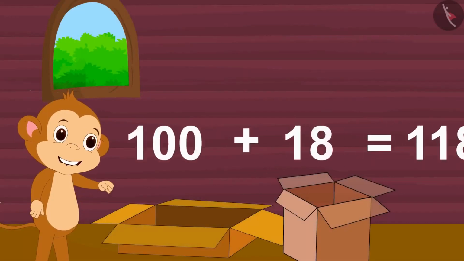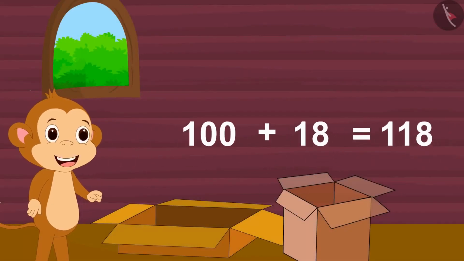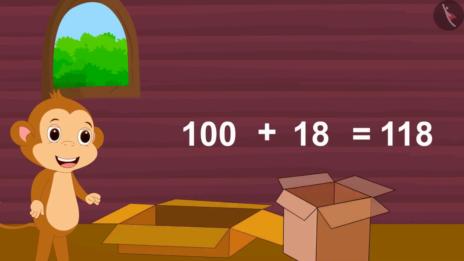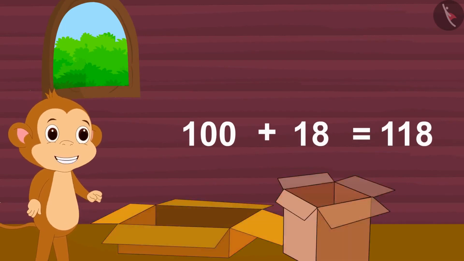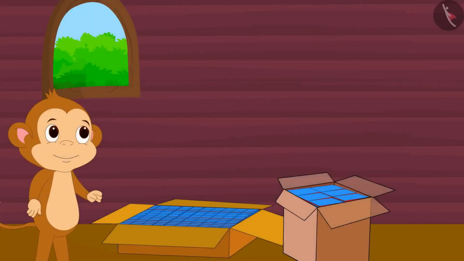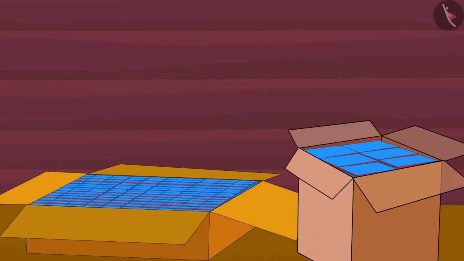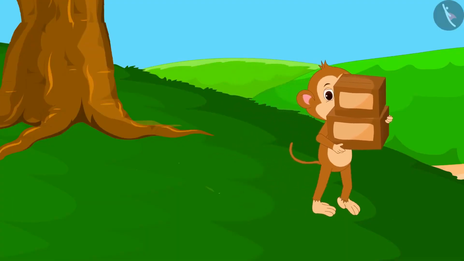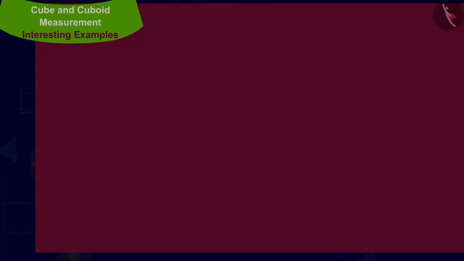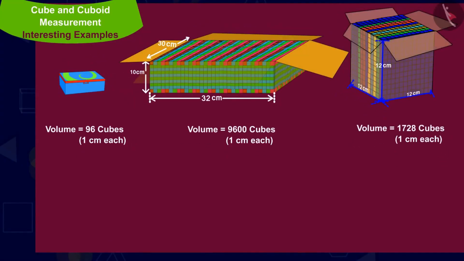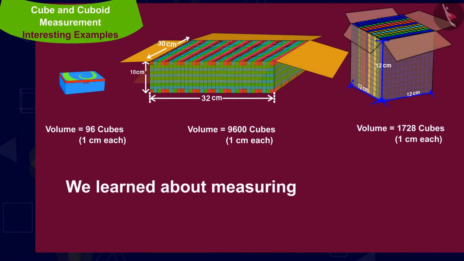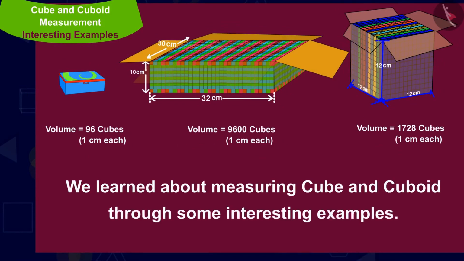I can take a total of 118 compass boxes to sell in my shop by filling both these boxes. Babban filled 118 compass boxes in those boxes and began walking towards the village. Children, in this video, we learned about measuring cube and cuboid through some interesting examples. In the next video, we will look at some of the misconceptions related to this.